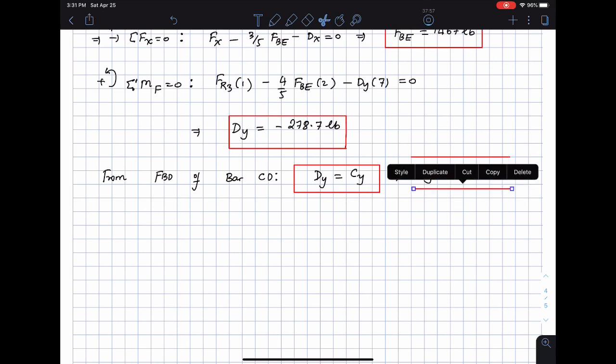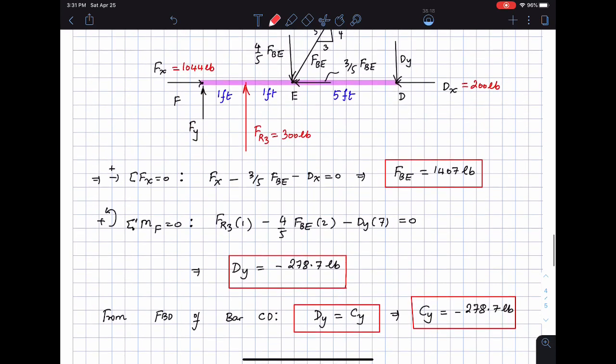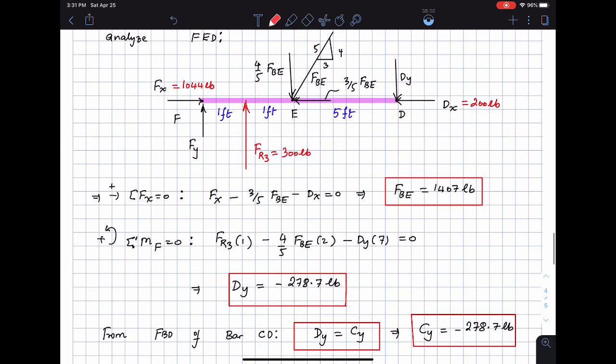Whenever possible, if you box your answers, that's easier for me when I'm doing the grading. So I'm trying to follow the same procedure here as well. I guess I should have this in the red color. So this is the value of cy, and then the last thing that I can do for the bar FED is sum forces in the y direction. Fy is an unknown. If I know Fy, then I can find Ay, and then I'm done with this problem.